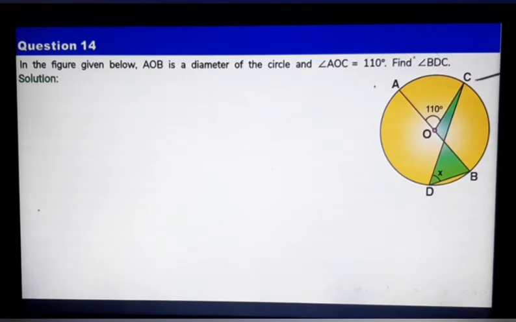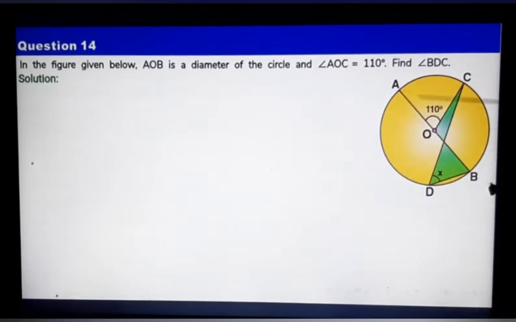Suppose I see this arc BC. This BC subtends angle BOC at the center. Now this BC, in the remaining part, that is from here to here, makes this angle BDC, right? So this means that this angle, that is BOC, will be double of this angle. So let us find what is BOC.